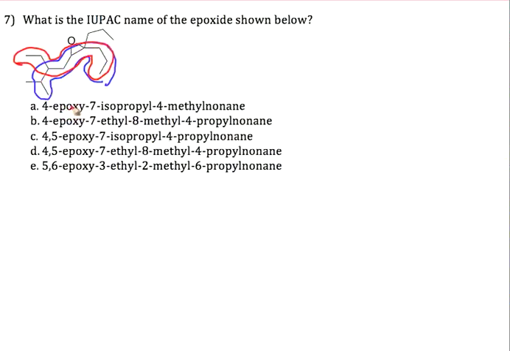What you want to do is, if they're of equal length, pick the chain that has more substituents. Okay, so in the one we have drawn in blue, in addition to the epoxide, we have 1, 2, 3 substituents. In the chain drawn in red, in addition to the epoxide, we only have 1, 2 substituents. So the way we have it selected in blue is our best parent chain.